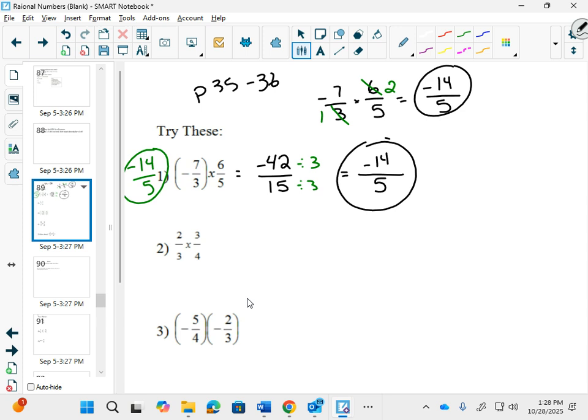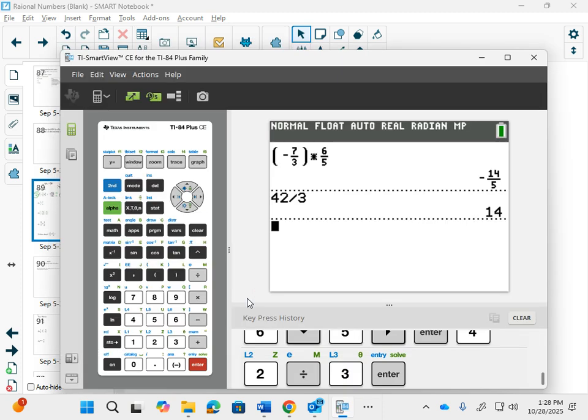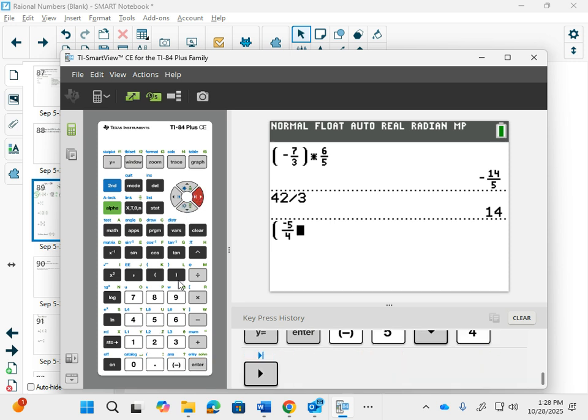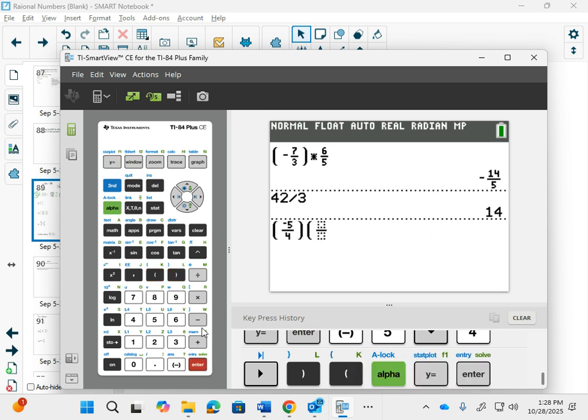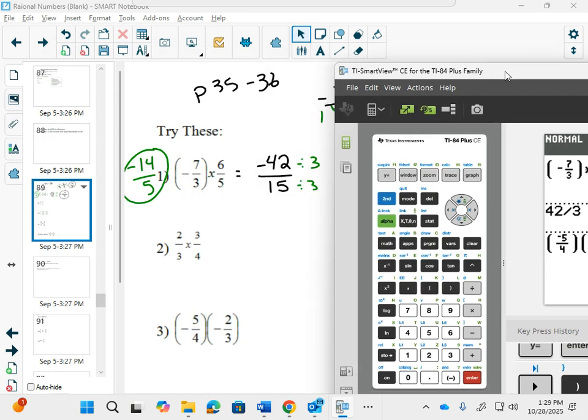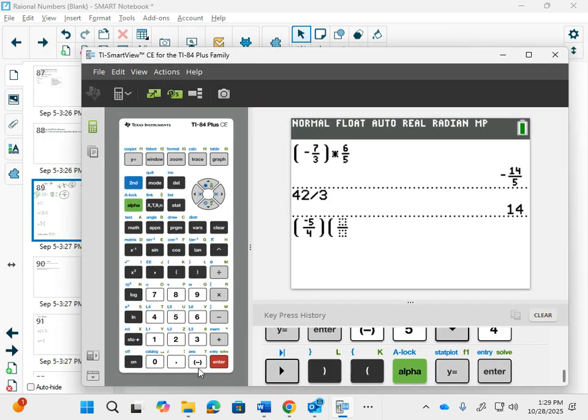Which one do you want to do, 2 or 3? 3. 3 looks more challenging? Okay, so first, we're going to take this on our calculator and type it in. So -5/4 in brackets. So I go bracket, take out my fraction button, -5/4. Take out my fraction button again. What was the other one? -2/3.